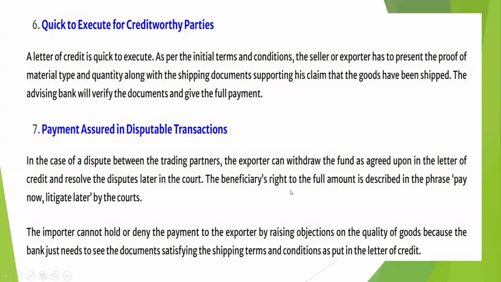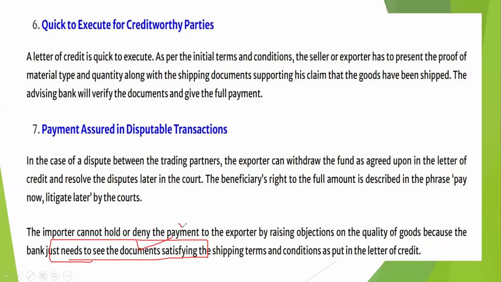The beneficiary's right to the full amount is described in the phrase "pay now, litigate later" by courts. So the importer cannot hold or deny the payment to the exporter by raising objections on the quality of goods, because the bank just needs to see the documents satisfying the shipping terms and conditions as put in the letter of credit. So friends, the bank's job is to satisfy itself with the documents. If documents are correct, then the bank has to make the payment.